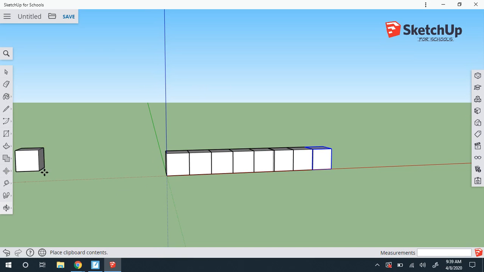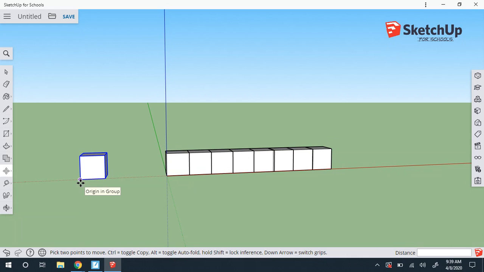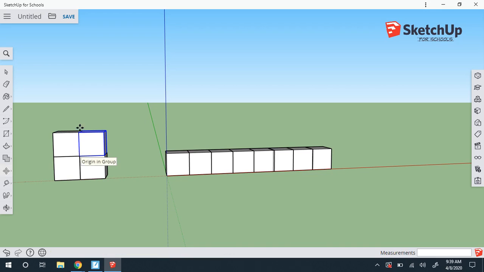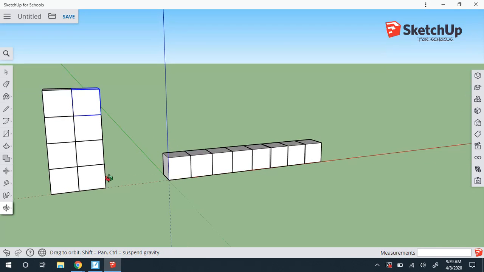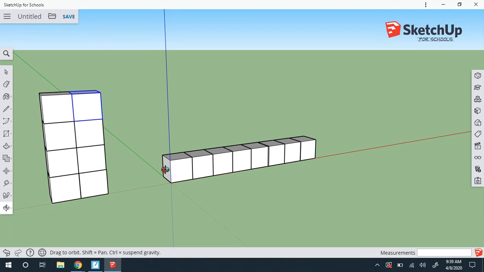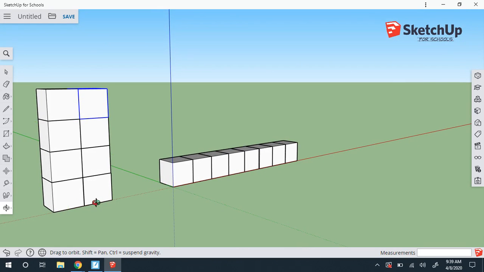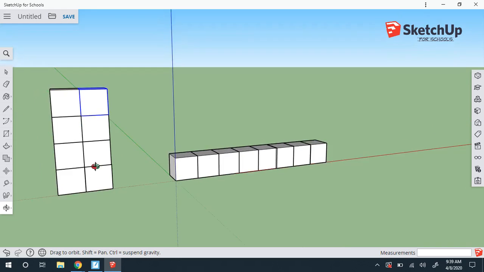Let's see if we can come up with another one. If we put one here and we put one beside it, now instead of going out, we could start to go up. So here we end up with 6, 7, and 8 ends up being right there. So this is a 1 by 1 by 8. This one is a 1 by 2 by 4.